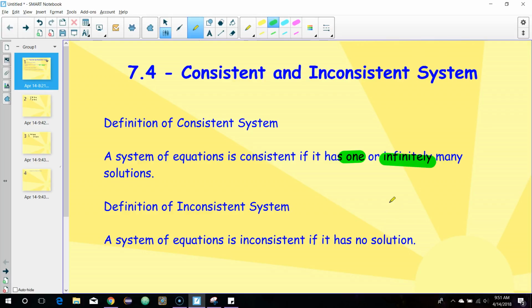When we talk about solutions, remember that it's those intersections. That means we have one intersection, or this is as many as possible. And of course, inconsistent is the opposite of that. A system of equations is inconsistent if it has no solution. We are going to figure out what it means for something to be consistent or inconsistent very soon.